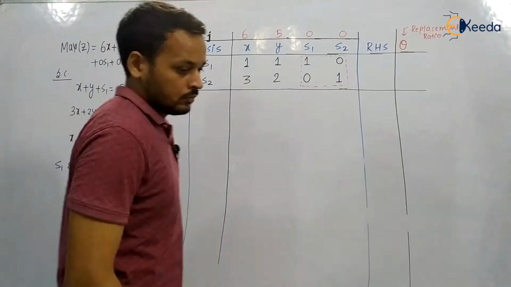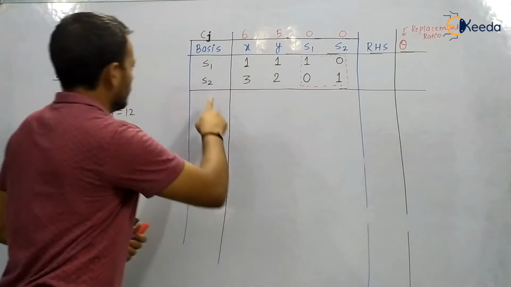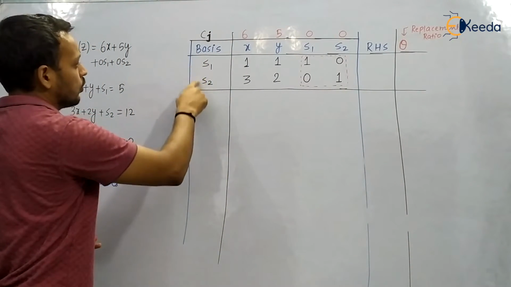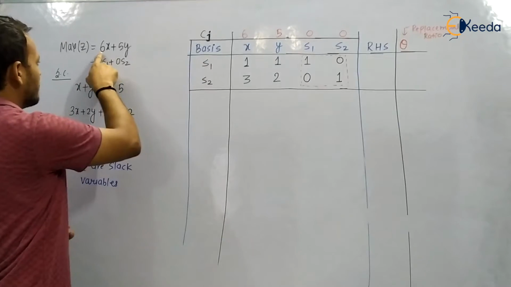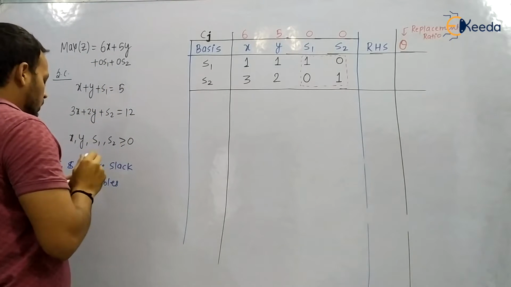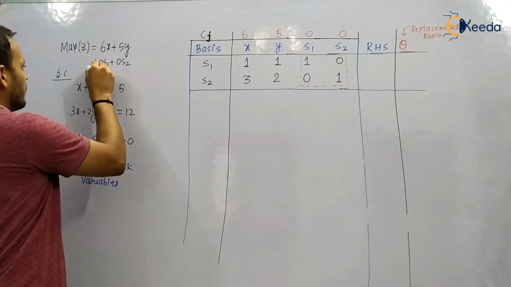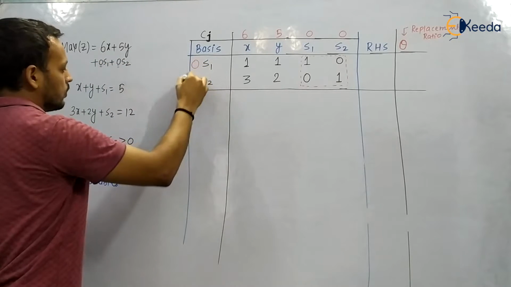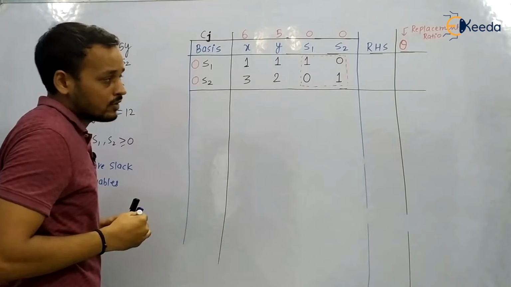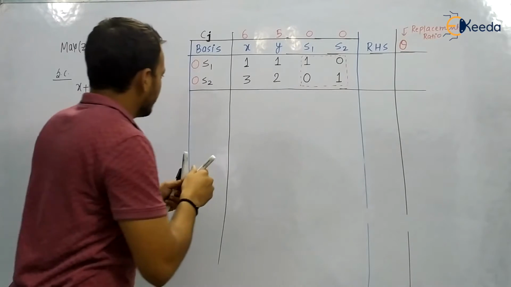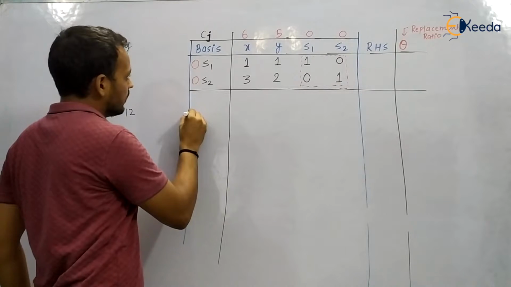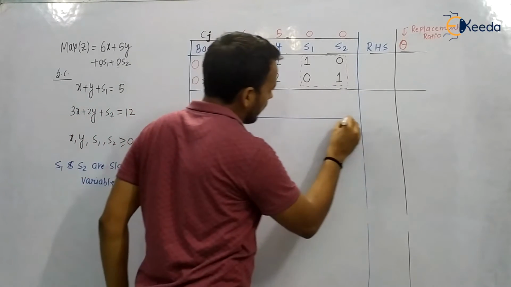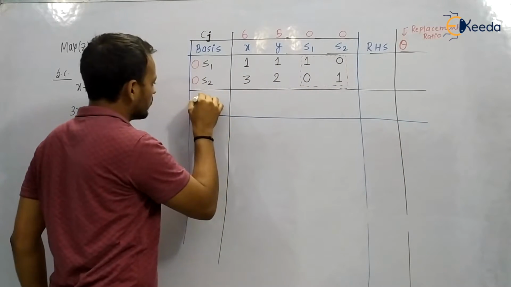Now you have to write the coefficients of s1 and s2 in this basis column, as present in the objective function. In the objective function the coefficients of s1 and s2 are 0 and 0, so just put 0 and 0 here. Our next step will be the calculation of zj.